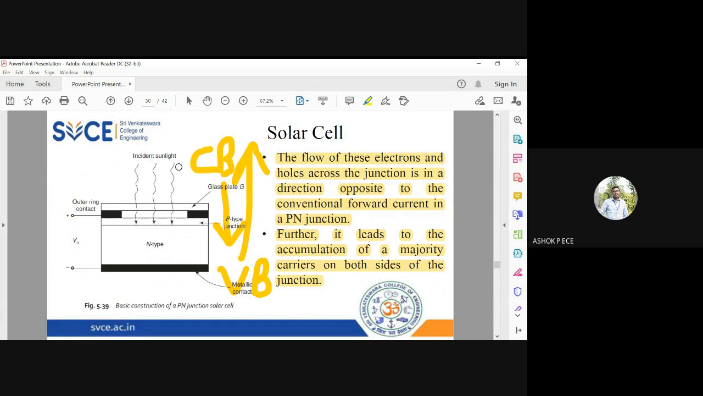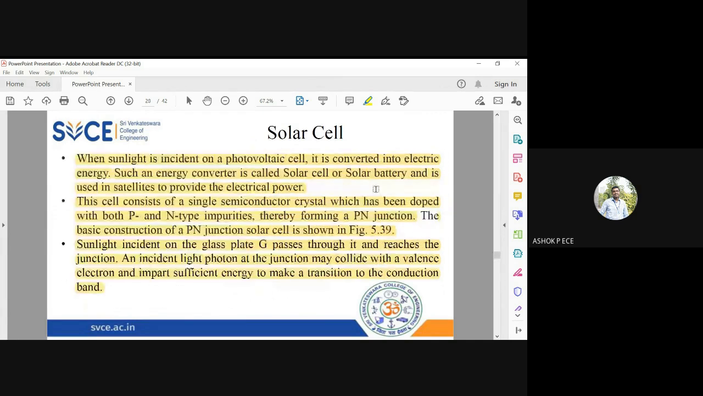The light is incident on the P region only. So in P region, electrons are minority carriers. So electrons will be moving from valence band to conduction band. Okay, that is what is given here. You can see here.